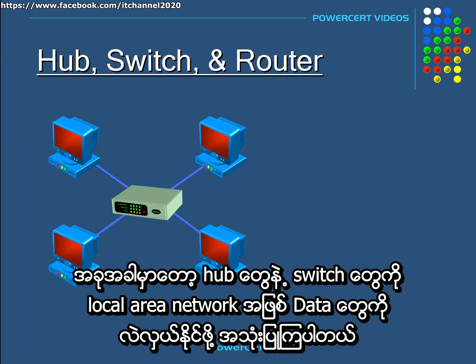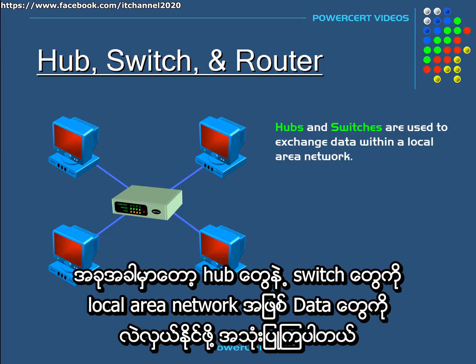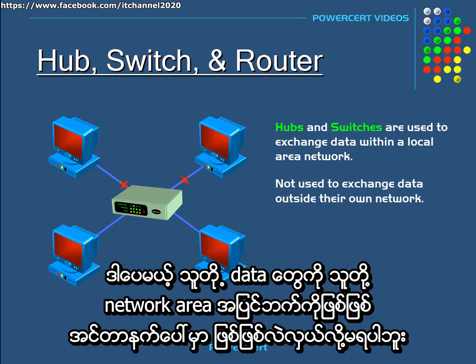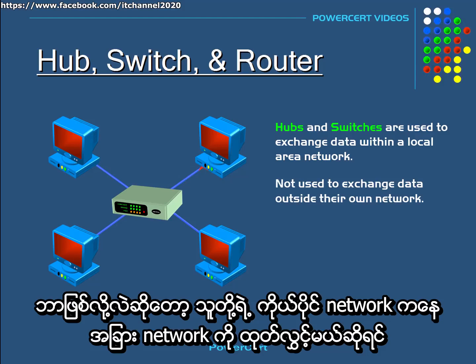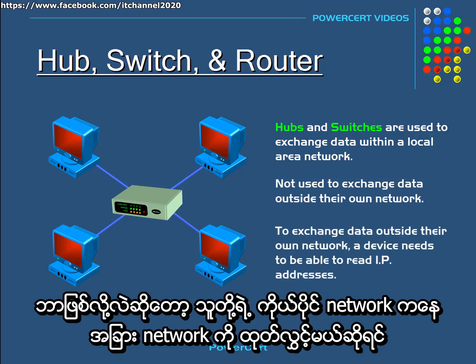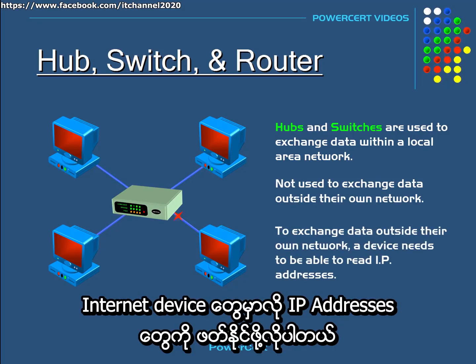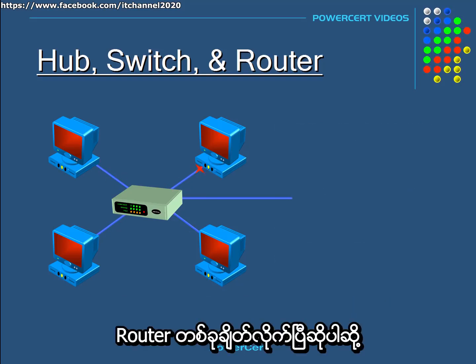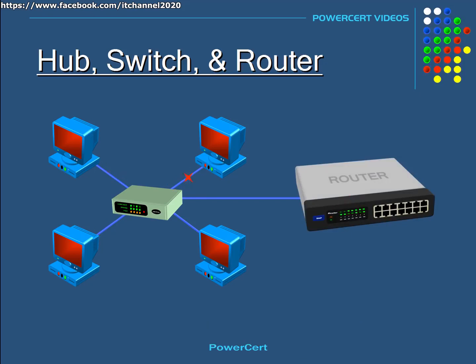Now hubs and switches are used to exchange data within a local area network. For example, such as in your home network or in a business. They are not used to exchange data outside their own network, such as out on the internet. Because to exchange or route data outside their own network to another network, such as out on the internet, a device needs to be able to read IP addresses. And hubs and switches do not read IP addresses. So that's where the router comes in.